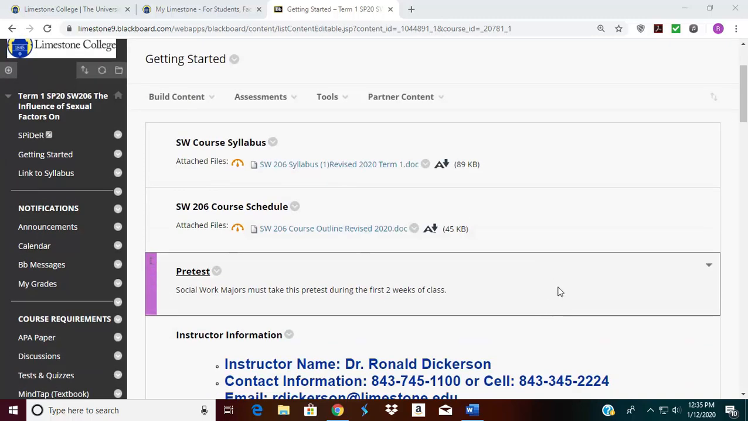Below that on the Getting Started page, of course, you have your pretest link. When you click on that, it'll say pretest. You just click pretest and you respond to the questions within the pretest. As I talked to you earlier, I mentioned that you may want to print out the pretest, and later on you can utilize your textbook to respond to the questions, which will prepare you when you get ready to take the post test.